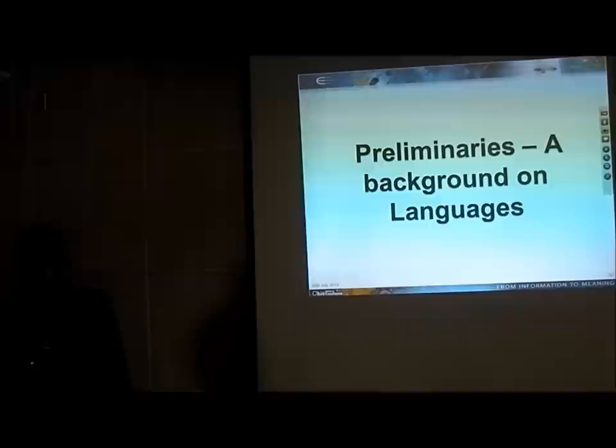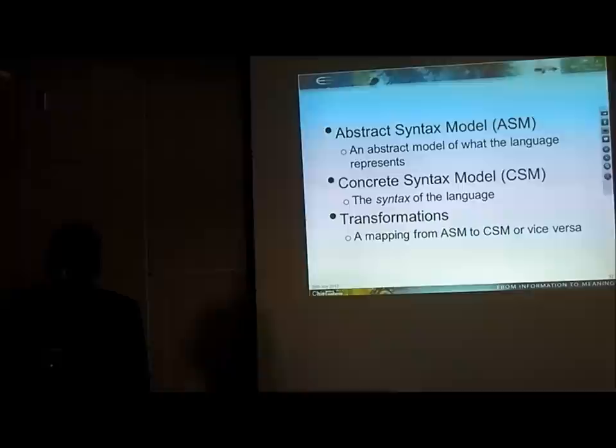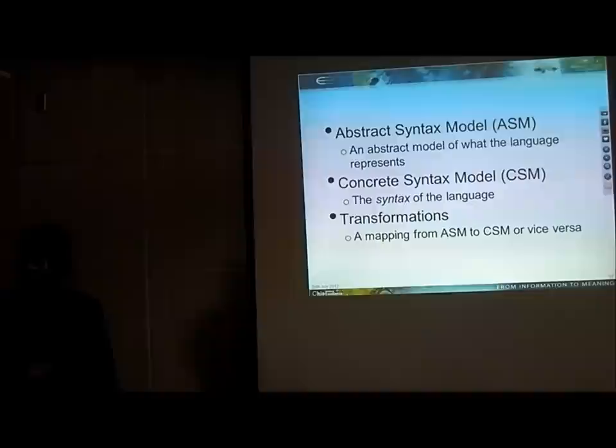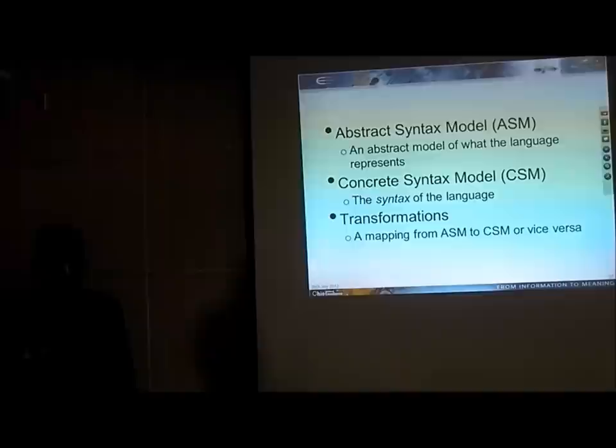What makes up a language? There are three things that make up a language. One, there's an abstract syntax model. You can think of this as a mathematical or a semantic model of your language. And then there's a concrete syntax. The concrete syntax is what you actually see. So what you write as a program is in this concrete syntax.